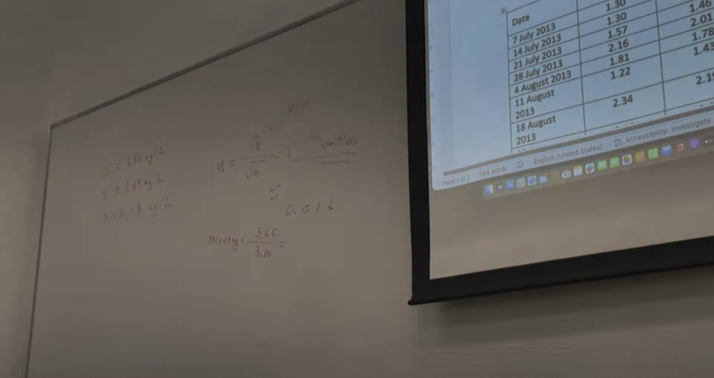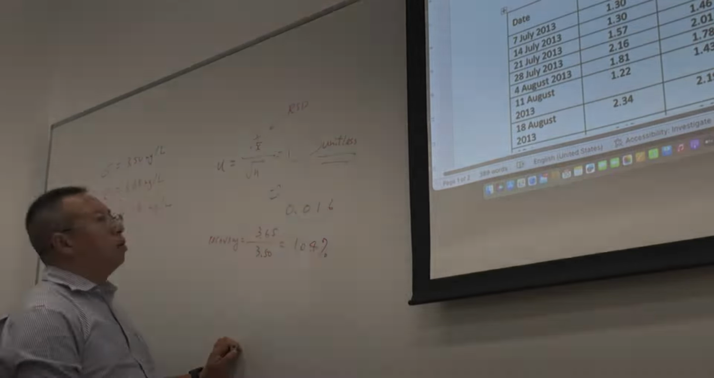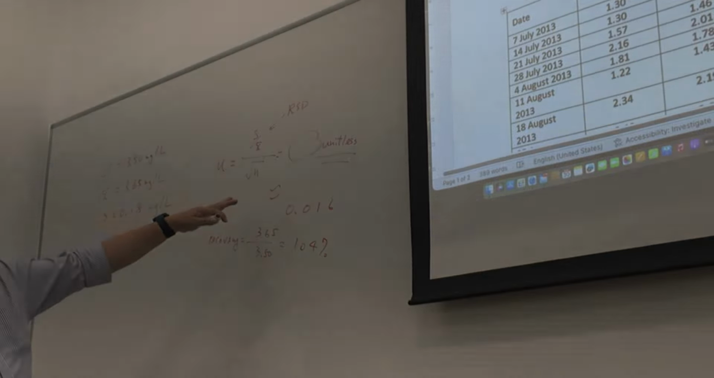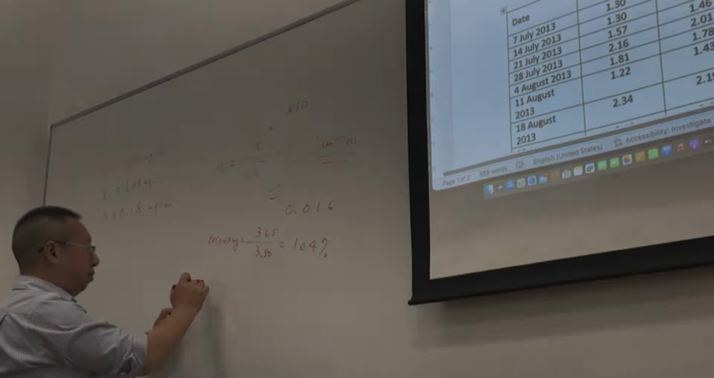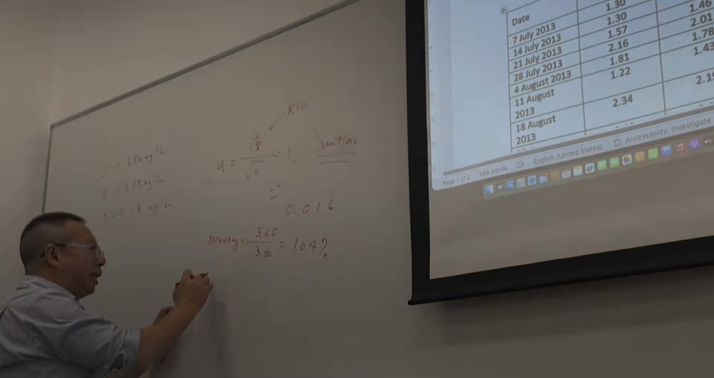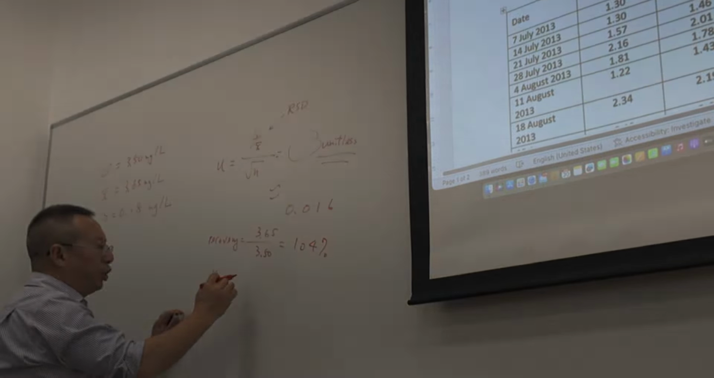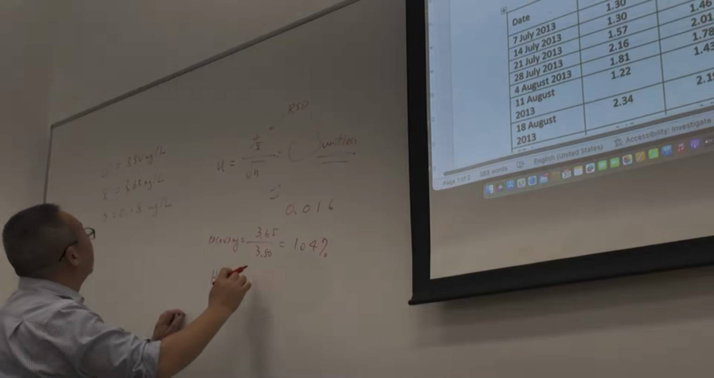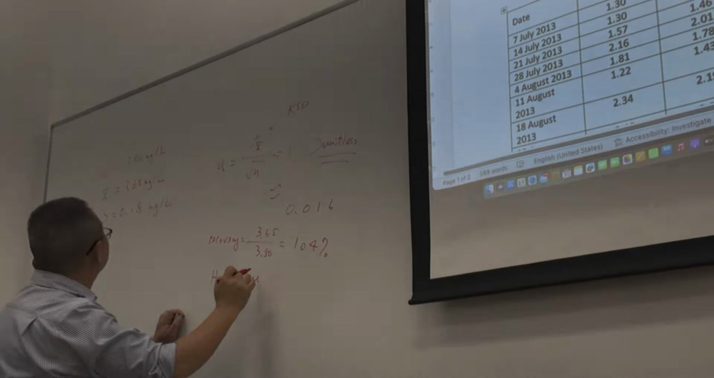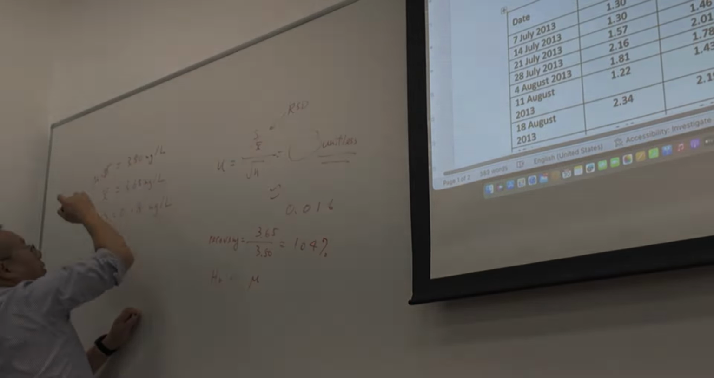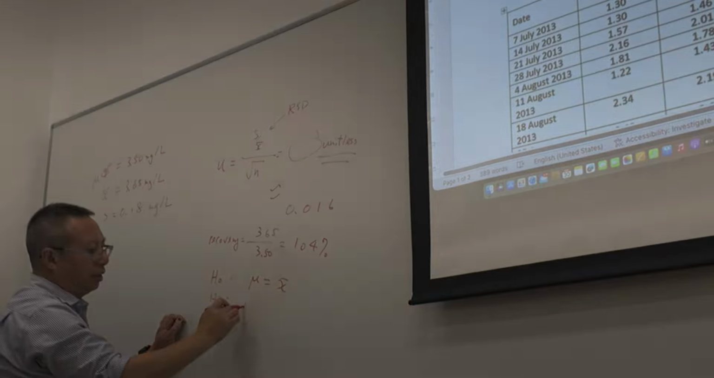Okay, it's 104%. Okay, so you have to do a t-test. The t-test has an assumption that the null hypothesis is that the mean of this one equals this one, and the alternate hypothesis is that they are not equal.